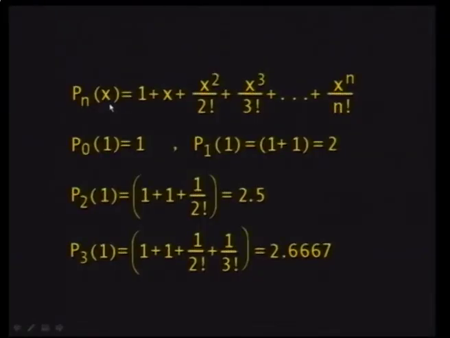Now, when you substitute x equal to 1 to obtain e to the power 1, which is e, you get the first approximation of e is equal to 1. The second one is equal to 2. The third one is 2.5. And you see that it converges to 2.667. Of course, you should take P4, P5, etc. And the more terms you take, the better the approximation. And this is probably one of the ways of calculating the Euler number e.